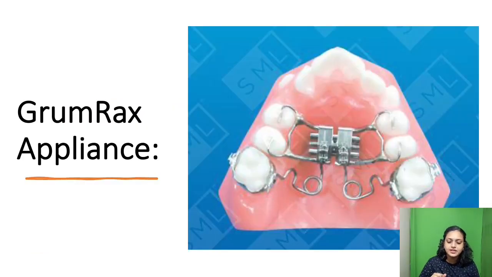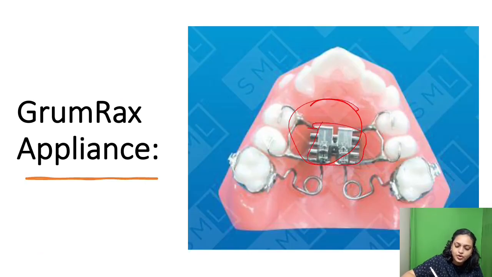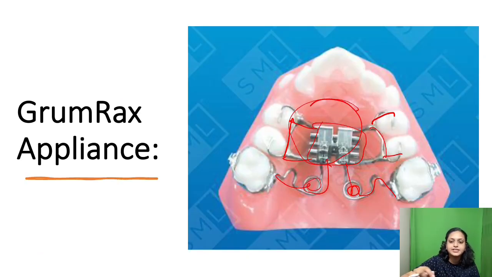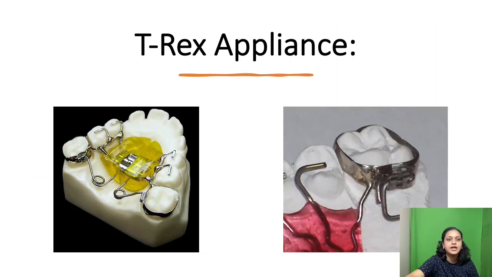Next is something called as a Grumrax appliance. Grumrax appliance does not have an acrylic. It is an RME screw that has a soldered arm to the premolars and a pendulum spring to the molars. So Grumrax appliance, pendex appliance, the difference is that there is no acrylic button, but the same expansion screw is there. T-Rex appliance. The only difference between the T-Rex appliance and a pendex appliance is the attachment to the molar.